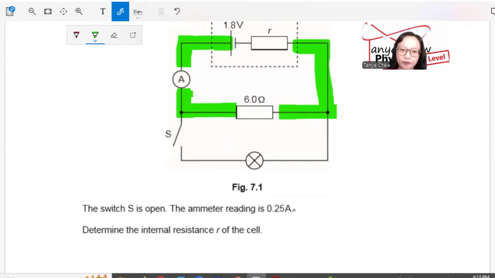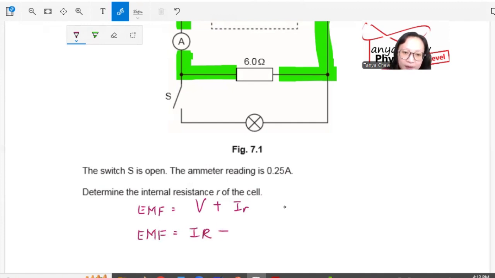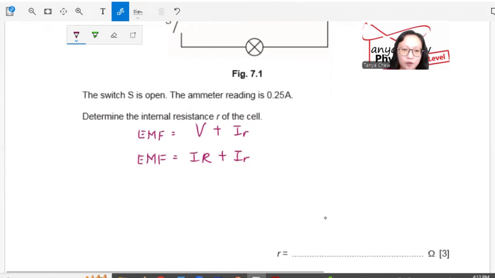Ammeter reading is 0.25 ampere. Determine the internal resistance. If the question asks for internal resistance, always use this equation: EMF is equal to V plus Ir. Or this V, by Ohm's law, V is equal to IR, so if you want to factorize out the I, you could.